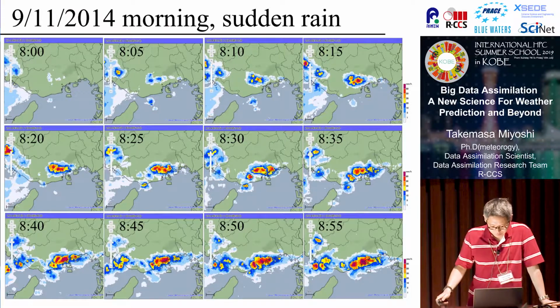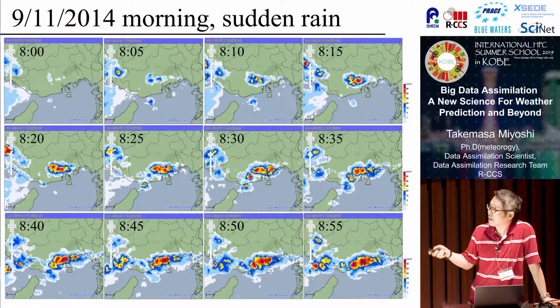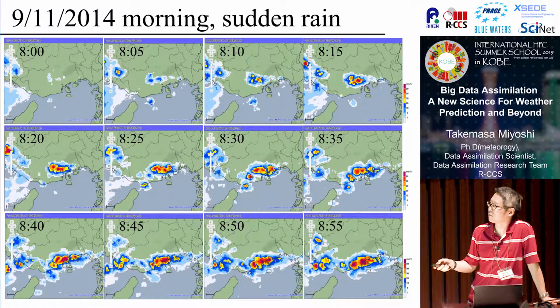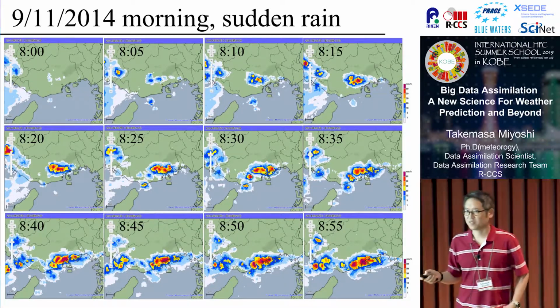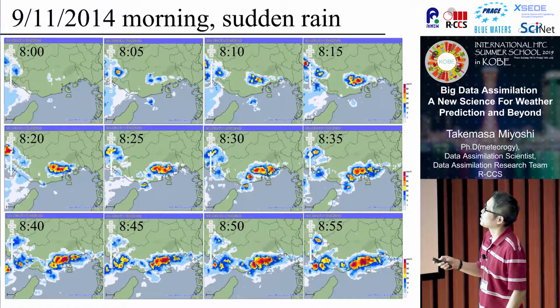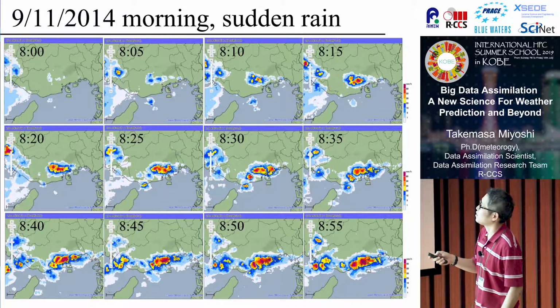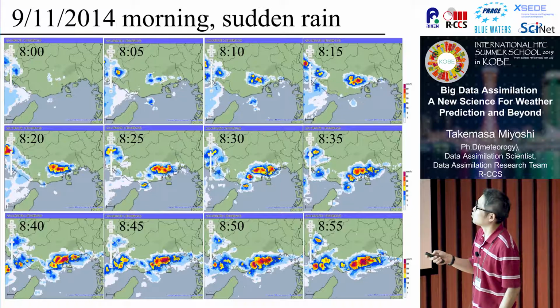We tested this system for several past cases, and this is one of them. At 8 a.m., I saw this, and 5 minutes later, 10 minutes later, this red is very heavy rain. So in only 10 minutes, it changed quite rapidly. Then it kept developing like that, and this became like that. This is Kobe, so you must be very familiar with the geography by now. This is Kobe Airport Island, where we are, at the southern tip of this port island. And this is Sannomiya, the main station.